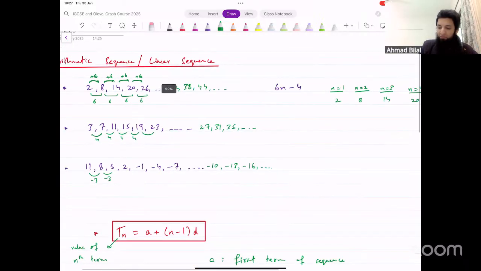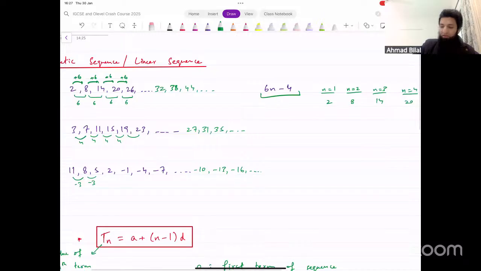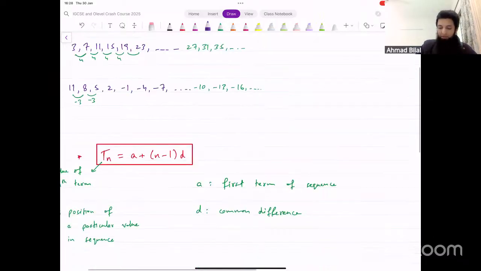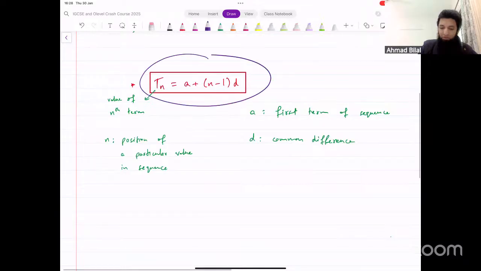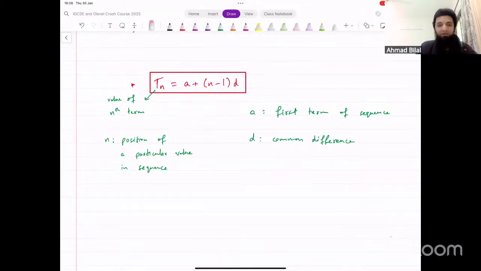So this is a formula that we can use to find every single term in the sequence: 2, 8, 14, 20, and so on. Right? So this formula can give us every single term in the sequence. This formula is known as the nth term of a particular sequence. Okay? 6n minus 4 is the nth term of the sequence. Now, how do we find that? For now, I just wrote it down. This is the formula that you can use to write down the nth term of any sequence.